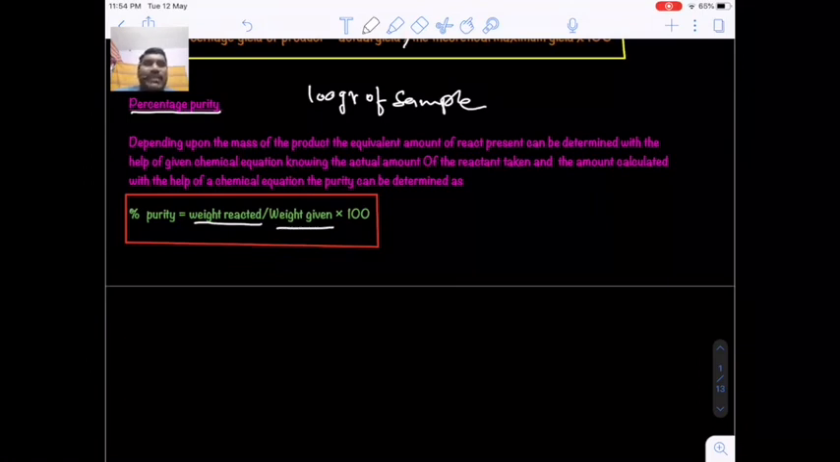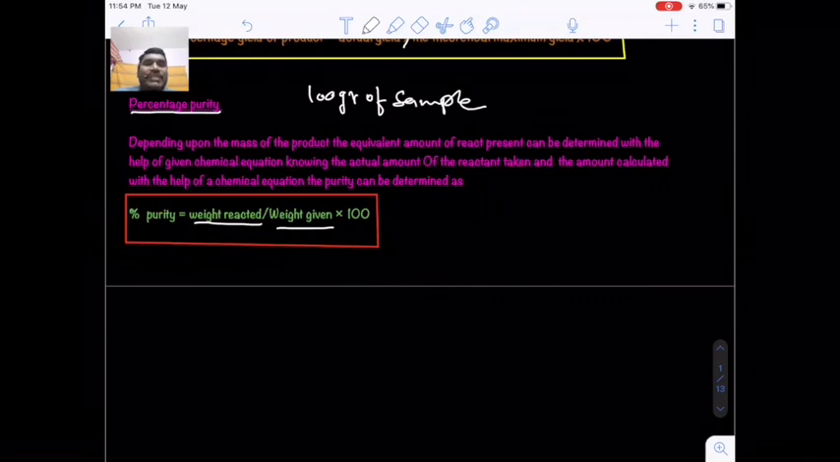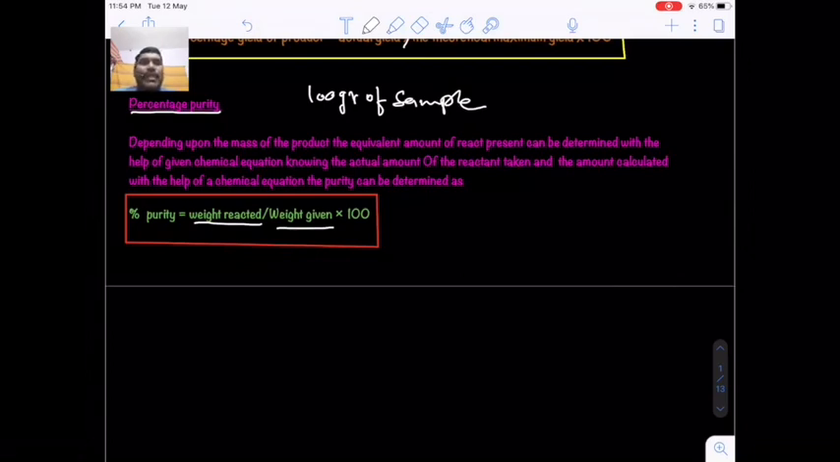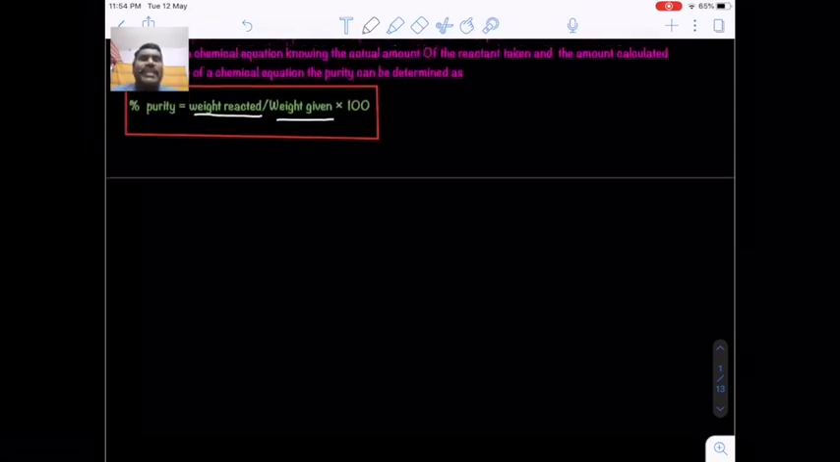In the question, the weight of a sample is given to you, but as per the chemical reaction, we have to calculate the weight of the reacting species. So it is the weight of the reacting substance in the numerator, divided by the weight of the given substance in the denominator, multiplied by 100. Okay.